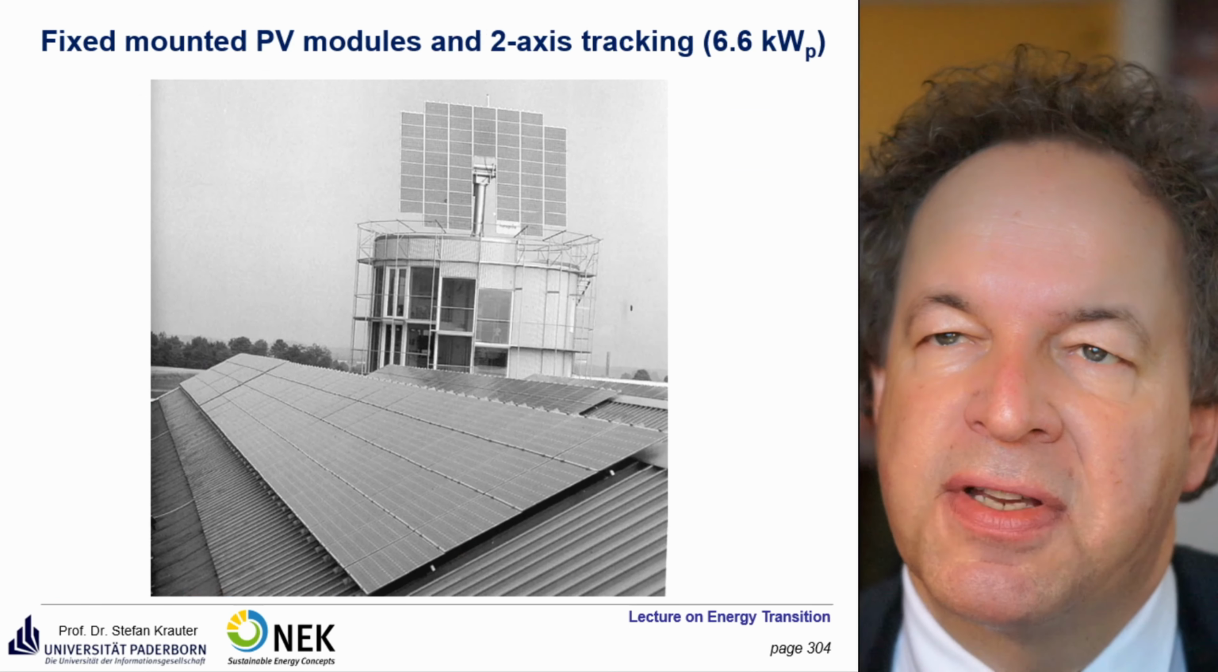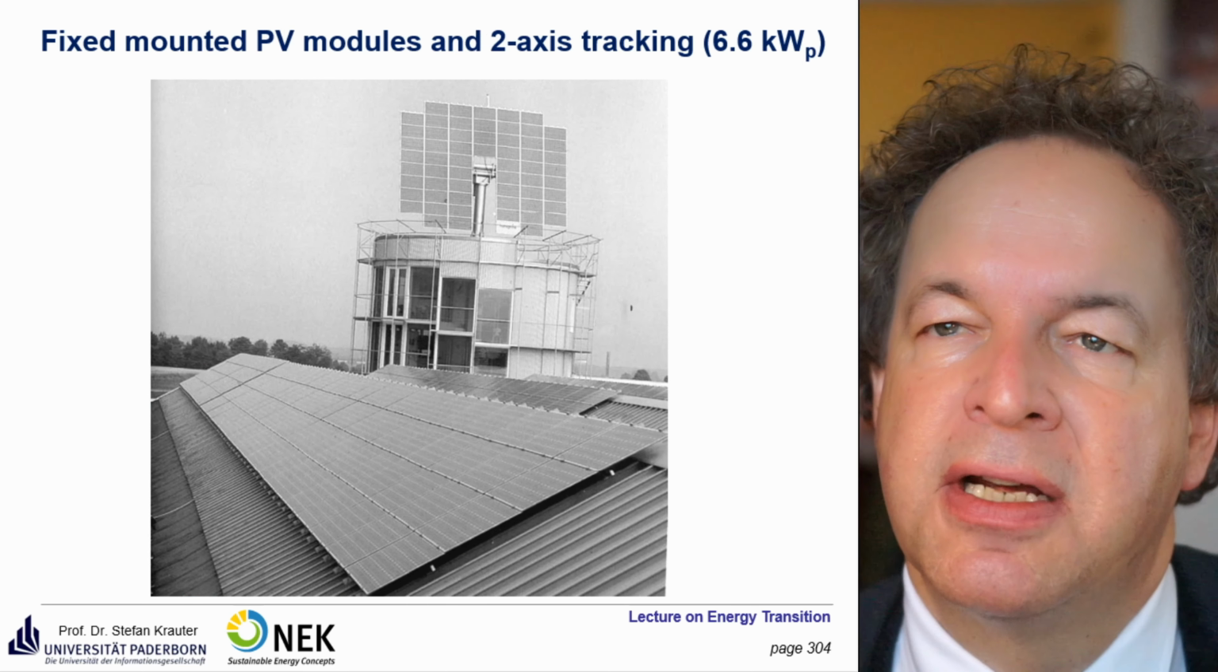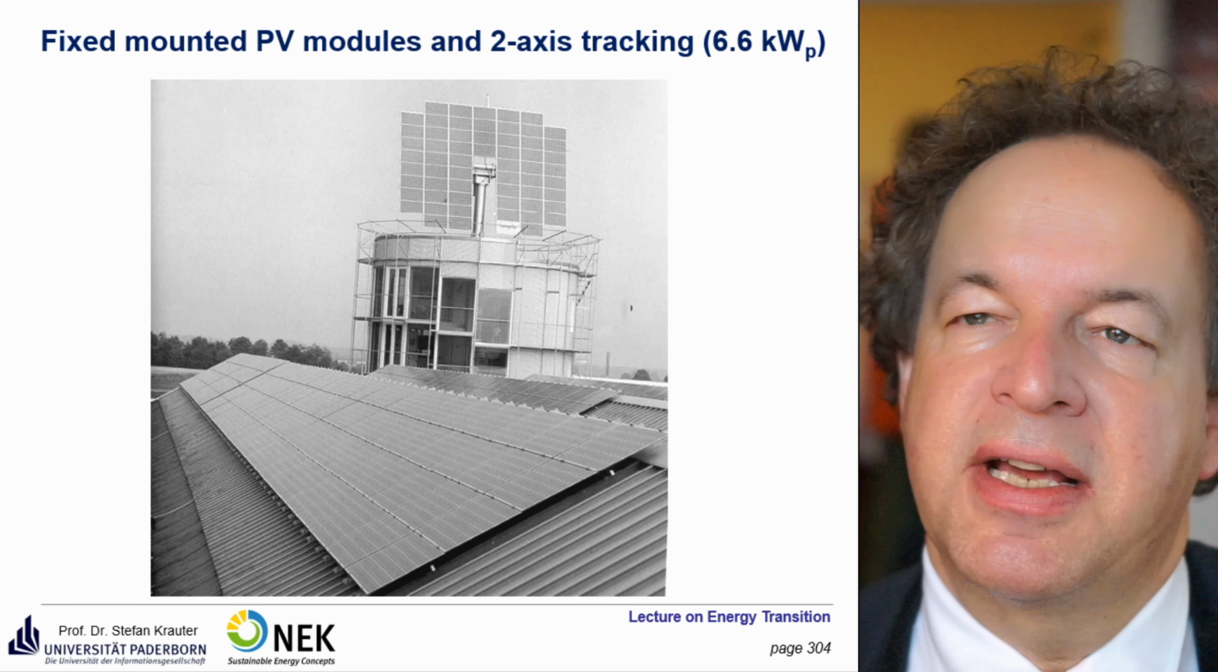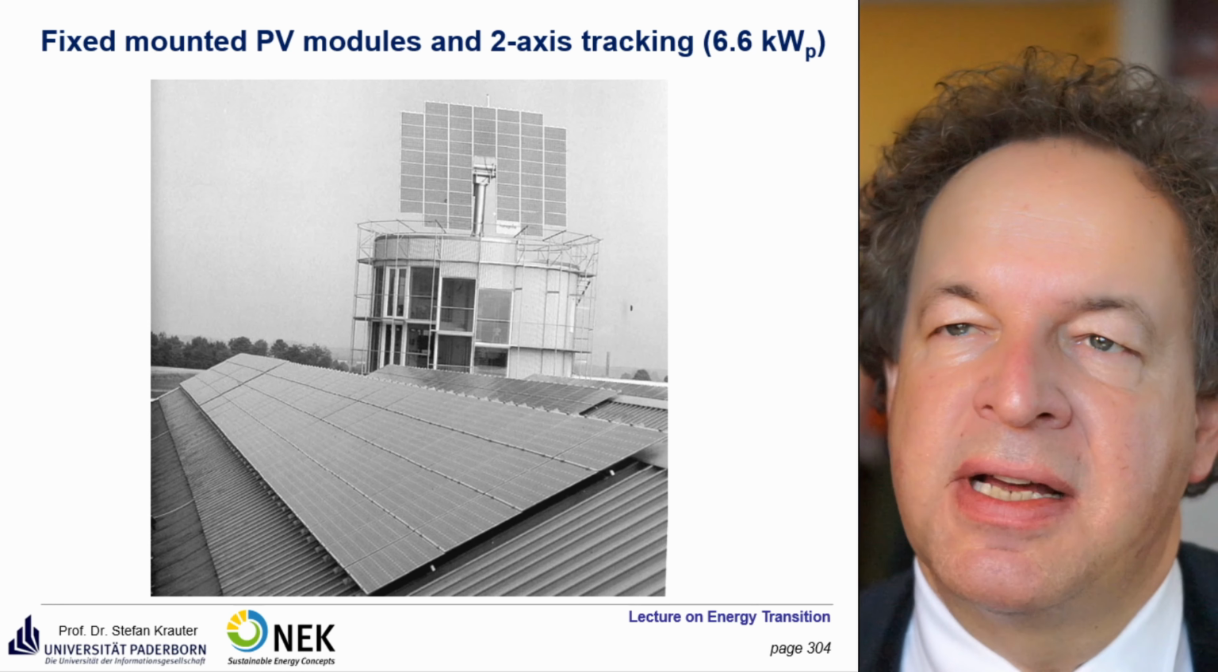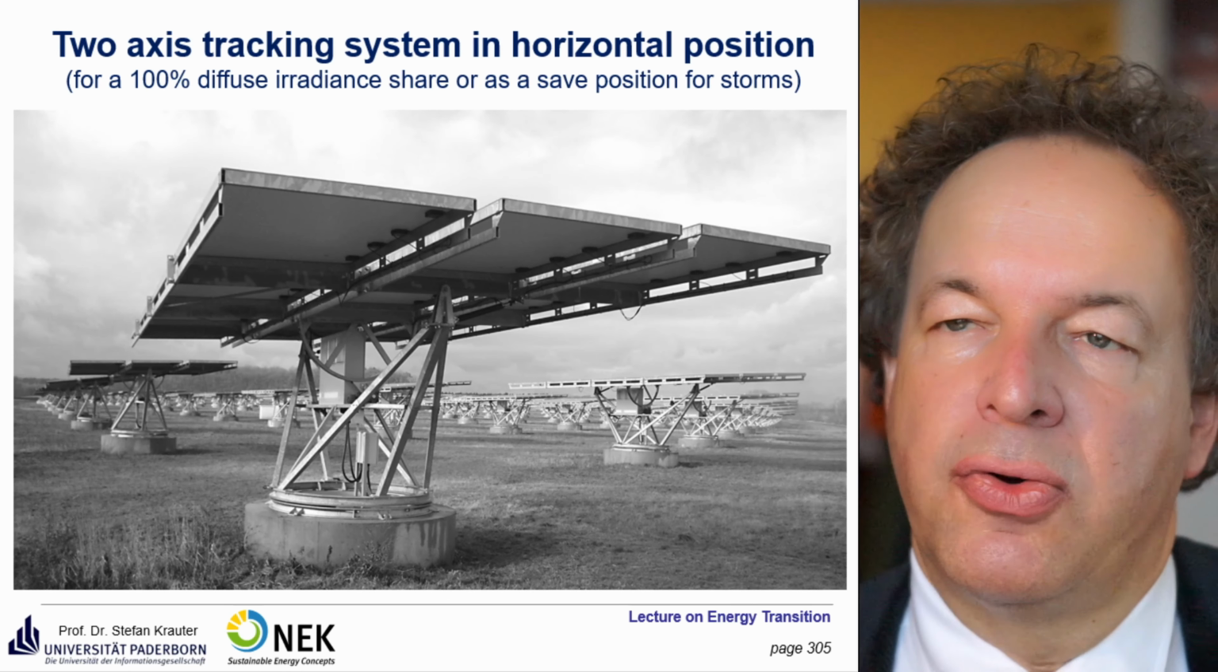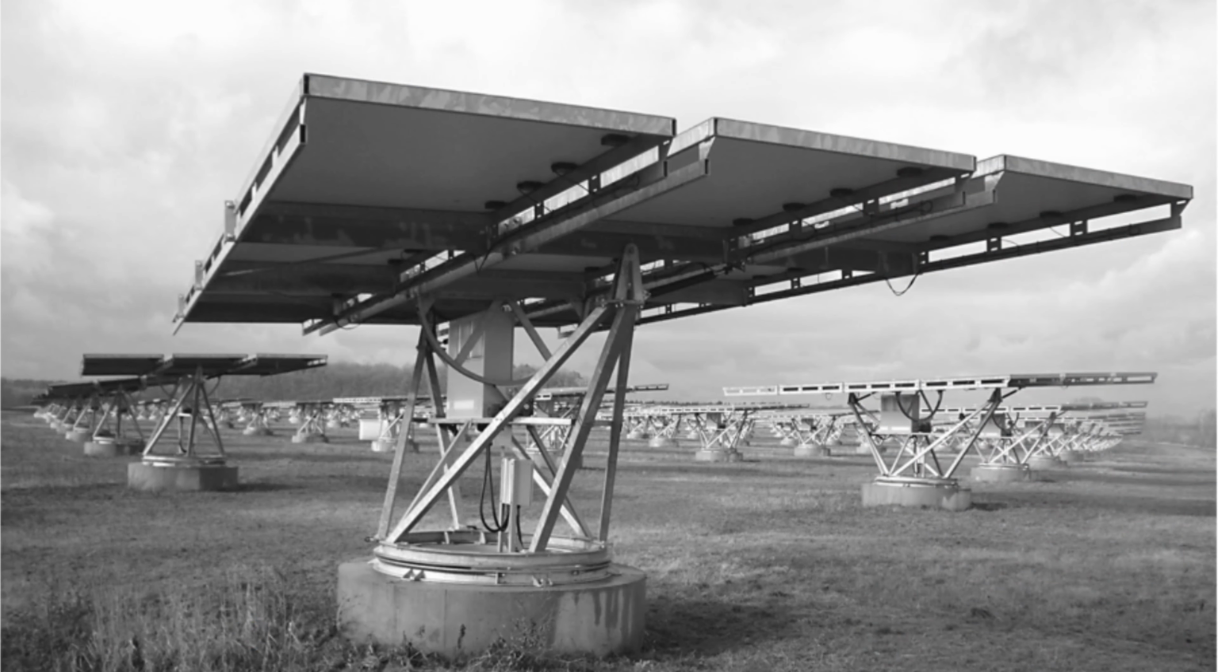The bottom is a fixed mounted 6.6 kilowatt, and on the right side on top you see a 2-axis tracking system, so you follow the sun by that. It's also in large scale. It became a bit silent about this tracking system because the costs for tracking have been quite expensive.